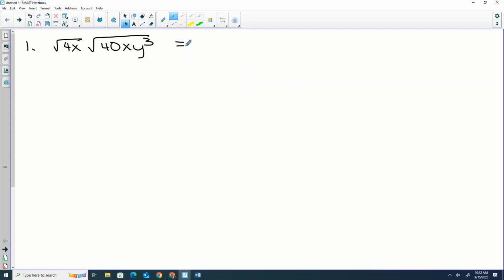Multiply them. Okay, they're both under a square root, so we can multiply them together. So 4 times 40 is 160. X and x will give me x squared, y cubed. How do you break down the 160?